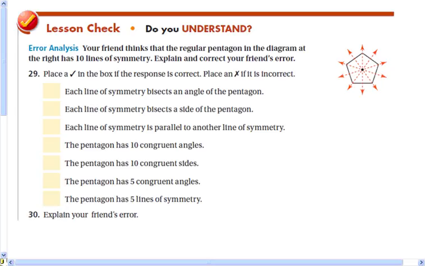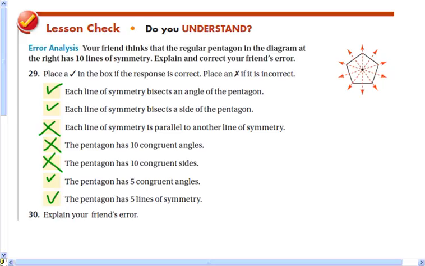All right, lesson check. Your friend thinks that the regular pentagon in the diagram has 10 lines of symmetry. Explain and correct your friend's error, please. Each line of symmetry bisects an angle of the pentagon. That's good. Each line of symmetry bisects the side of the pentagon. Yeah. Each line of symmetry is parallel to another line of symmetry. No. The pentagon has 10 congruent angles. No. Pentagon has 10 congruent sides. No. Pentagon has 5 congruent angles. Pentagon has 5 lines of symmetry.